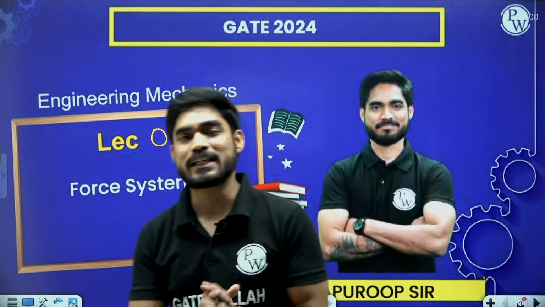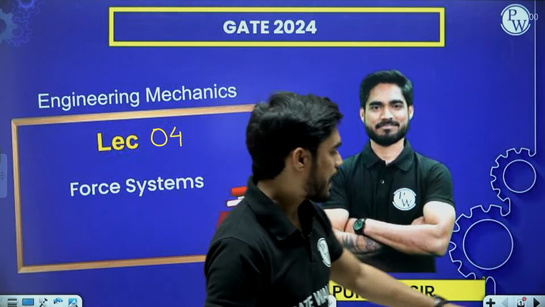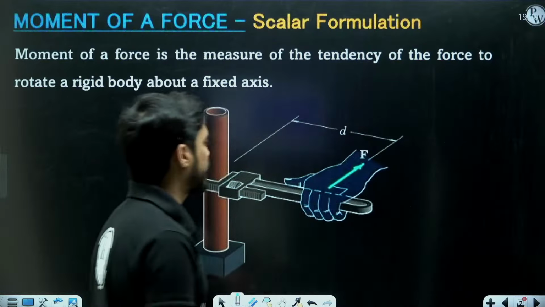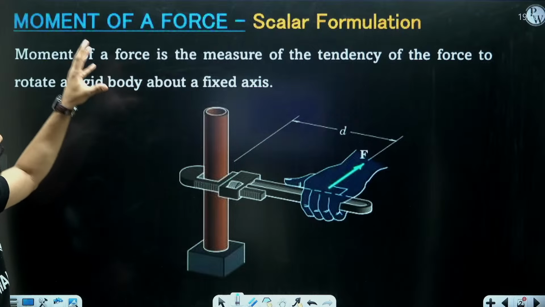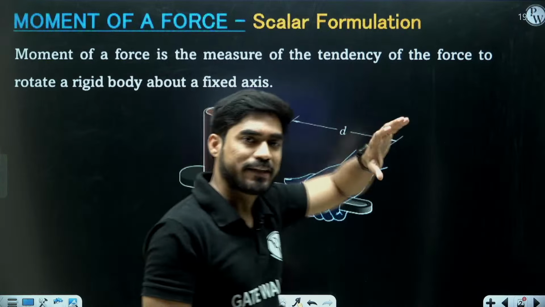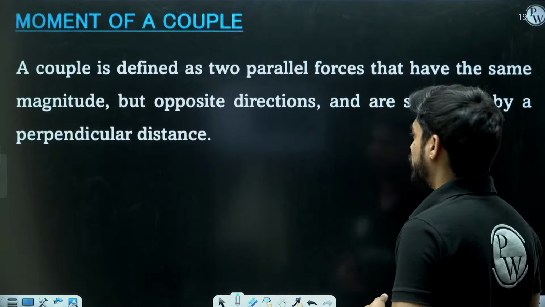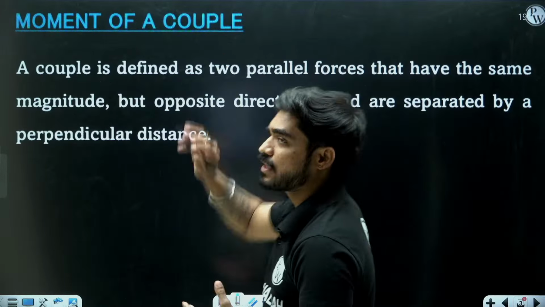But before starting with this lecture, let's have a quick revision of the last lecture. The last lecture was about moments. We learned what is moment of a force and the scalar and vector formulation of this moment. Then after that, we learned the moment of a couple.